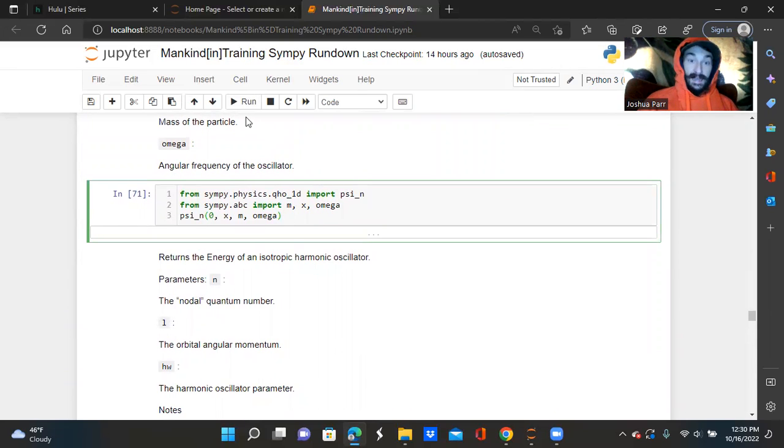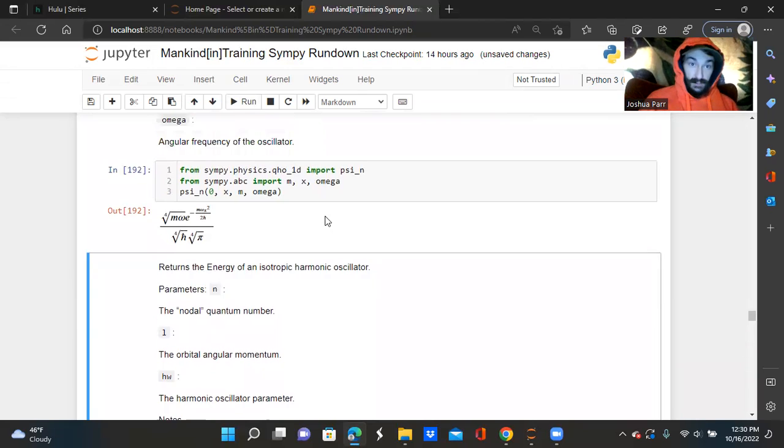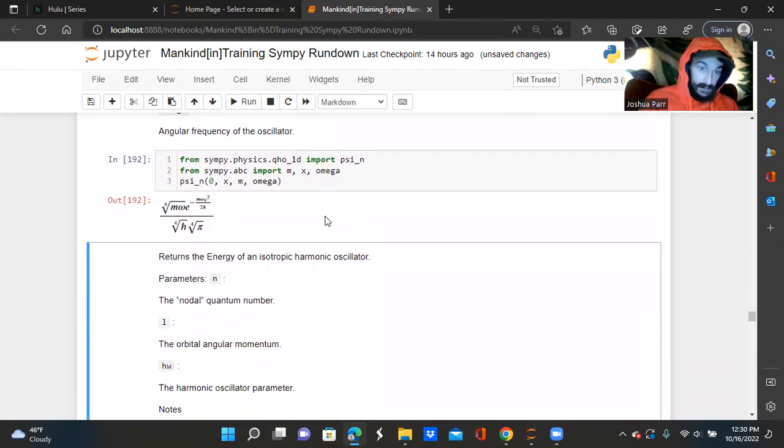Now we're importing psi from the quantum harmonic oscillator. And once we run psi of what we just ran up here, we get the fourth root of m omega e to the negative m omega x squared over 2 h bar, over the fourth root of h bar times the fourth root of pi.